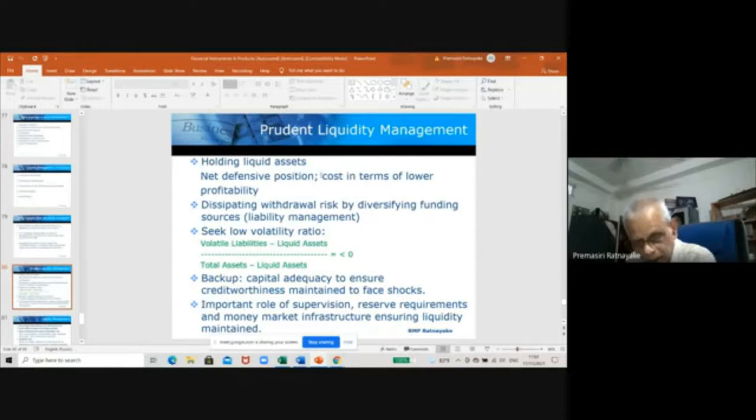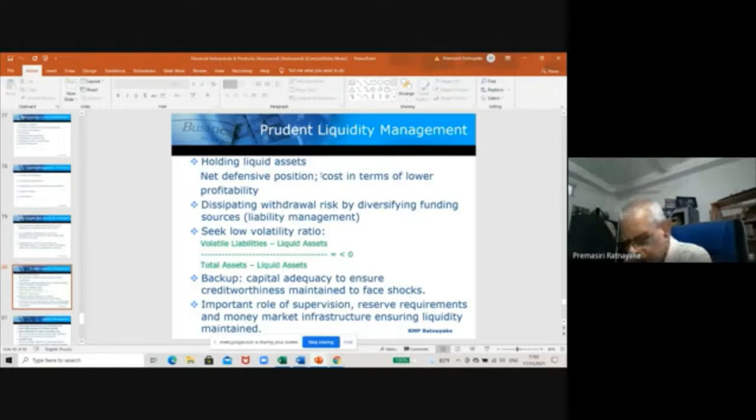Important role of supervision. Supervision by the internal setups or departments of the organization, namely the risk management unit, the internal auditors, the back office, and then the compliance department. Finally, the external auditors and the central bank supervision. So all in all, important role of supervision and the reserve management.